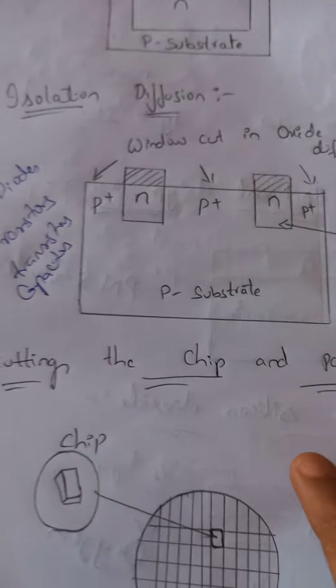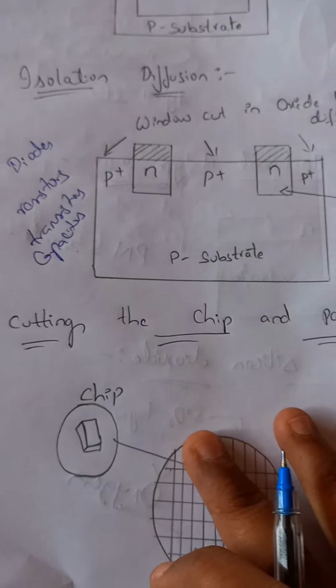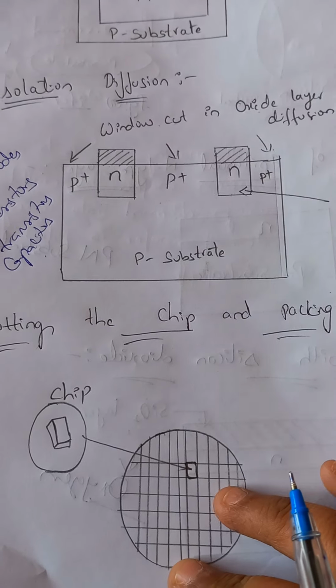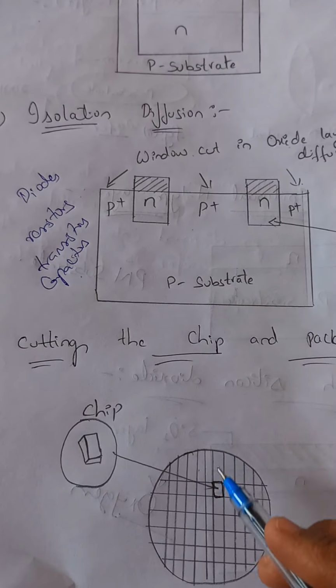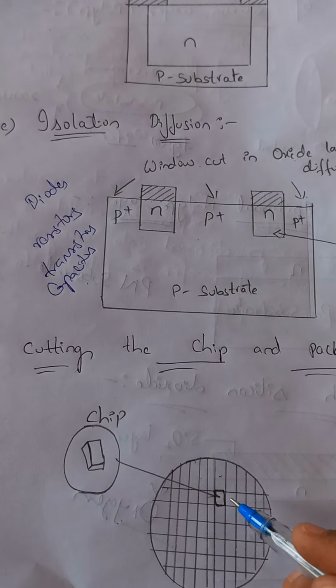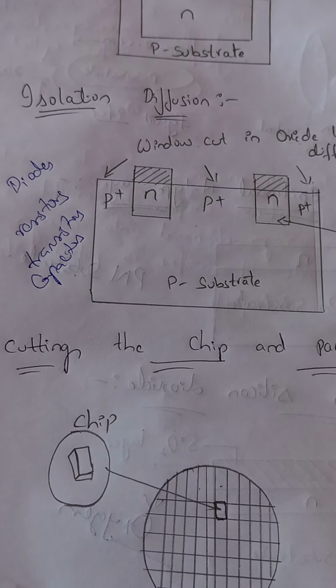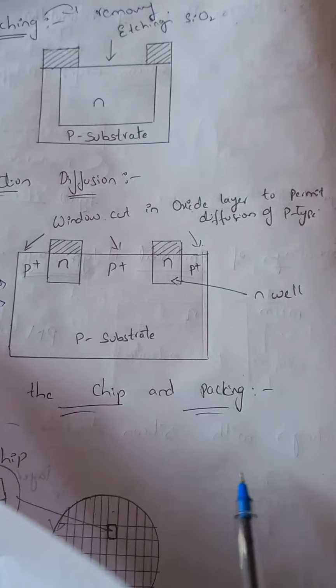And the last one is cutting the chip and packing. Whatever process has been done, it is cut into small pieces. So this is one IC, this is another IC, this is another IC. These all have been cut, and one particular part can be packed. Like that, these are the processing steps for the integrated IC.